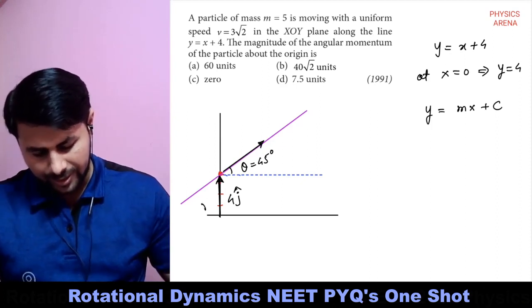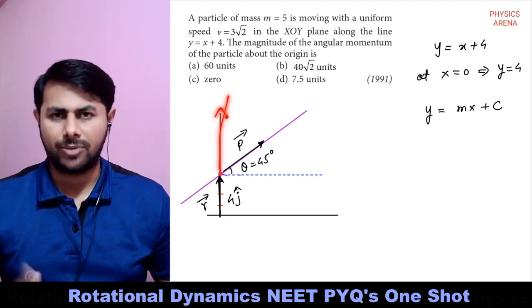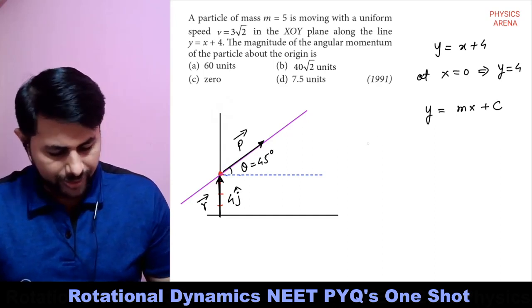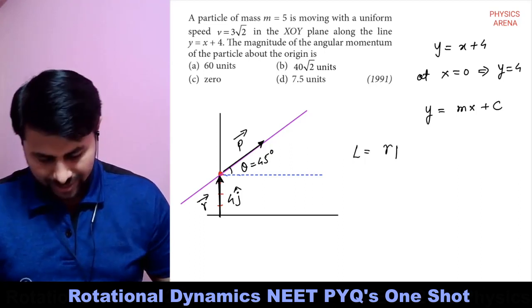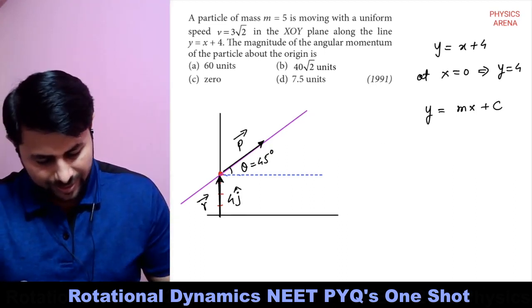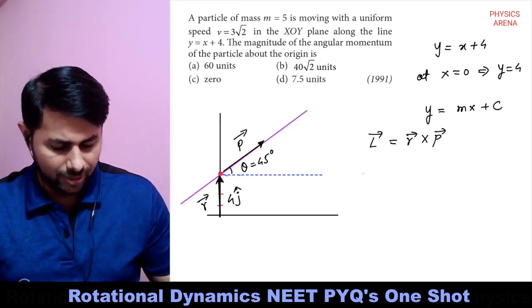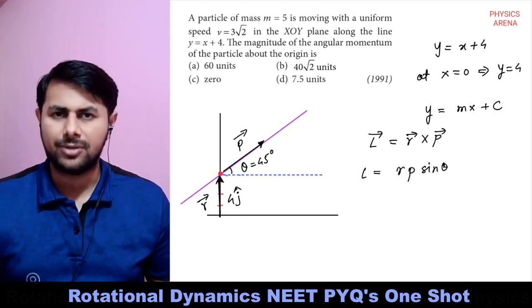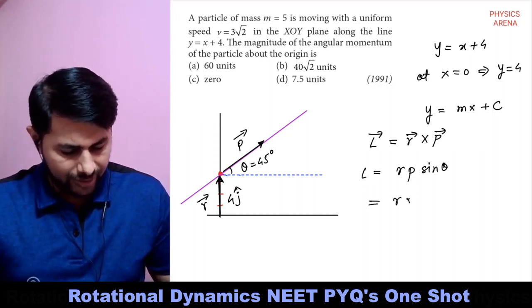So this is r bar, this is p bar. What is the angle? R bar is directed like this. Angle is 45 degrees, right? So what will be angular momentum? L is equal to r cross p, and if you want magnitude, it is r p sine of theta. Okay, that is r into p into sine of 45. So r multiplied by p is mv multiplied by sine of 45 degrees.